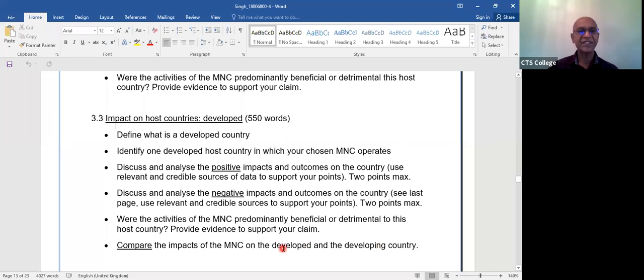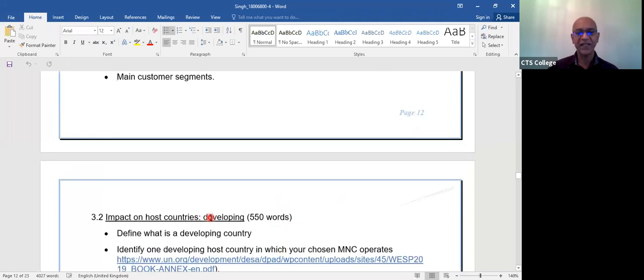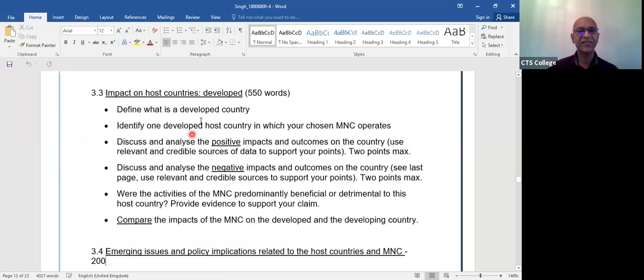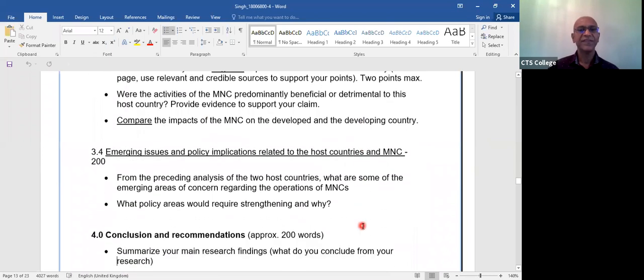So after you have concluded your discussion on developing and developed, you should conduct a comparison of the impacts on both. The final section of this section is emerging issues and policy implications. So whatever issues that you identified previously, you will say what are the areas that require strengthening and so on.